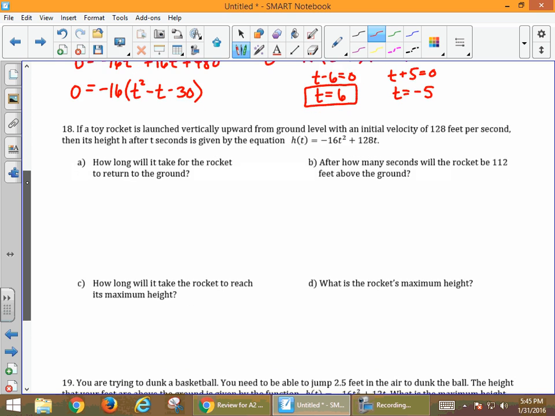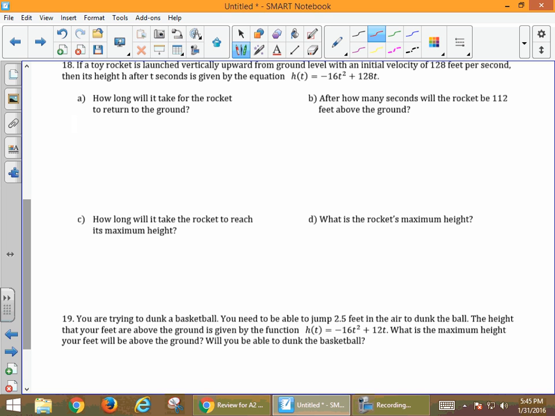Question number 18 says a toy rocket is launched vertically upward from the ground level with an initial velocity of 128 feet per second. Then its height h after t seconds is given by the equation negative 16t squared plus 128t. So A is negative 16, B is 128, and C is 0. How long will it take the rocket to return to the ground? So when will the height be 0?